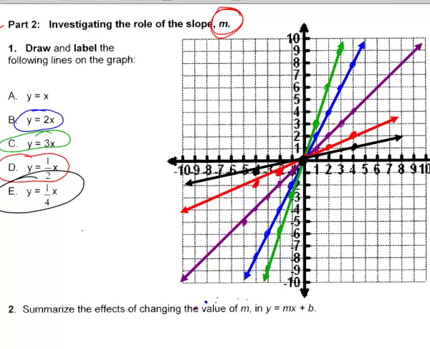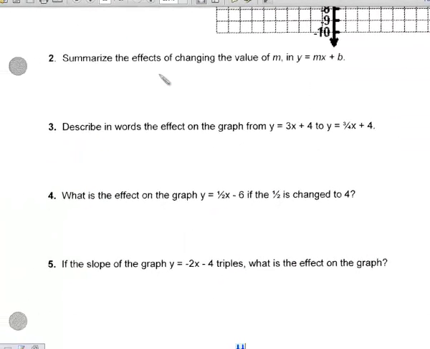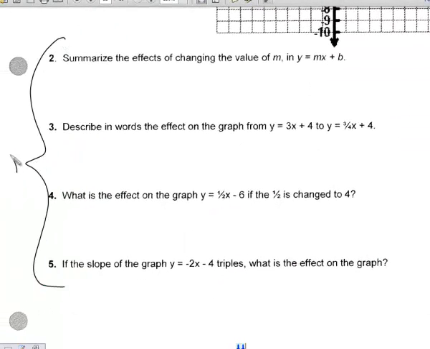Okay, so now your job is going to be to do 2 through 5 right here.